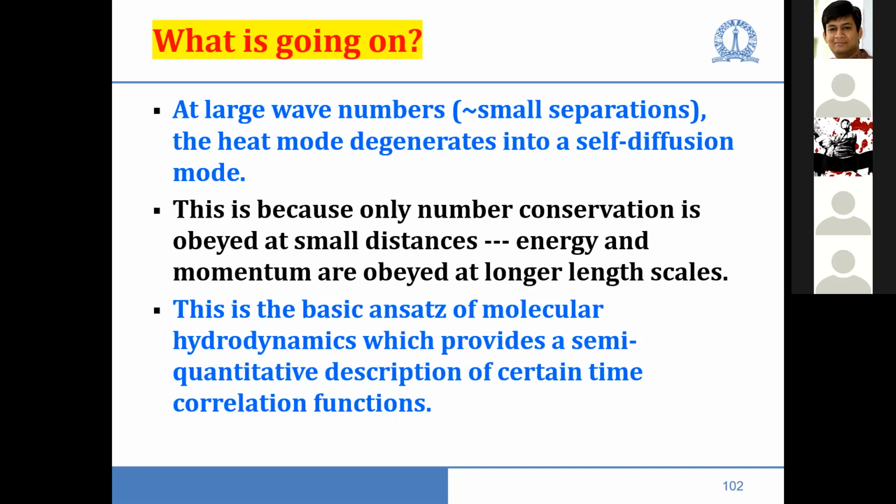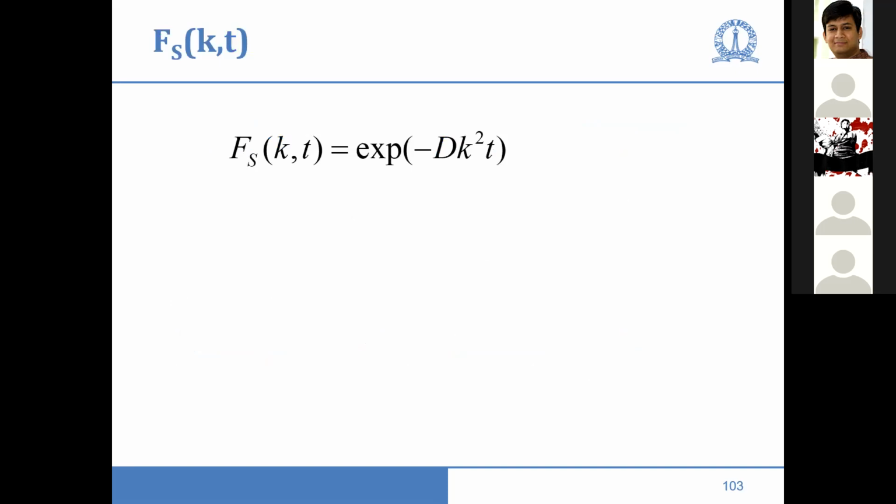Now comes a very, very important thing. Why am I talking about all of these things together: neutron scattering, light scattering, dynamic structure, self-dynamic structure? I'm putting everything in one basket. Why? The reason is that at large wave numbers, at small separation, the heat mode degenerates into a self-diffusion mode, because only number conservation is obeyed. I've said it many times to many people and I never get tired of saying it, because this is one of the best things that comes out. Energy and momentum are obeyed only at long length scales. This is the basic answer to much of what we do in modern non-equilibrium stat mech. And this is F_s(q,t).